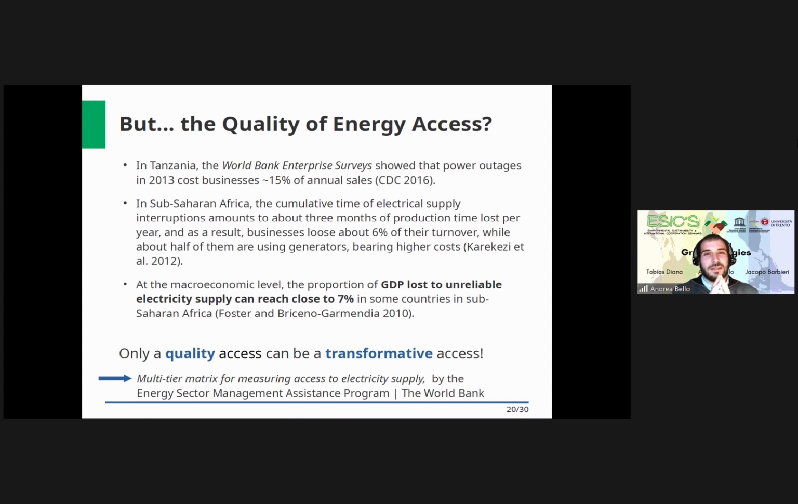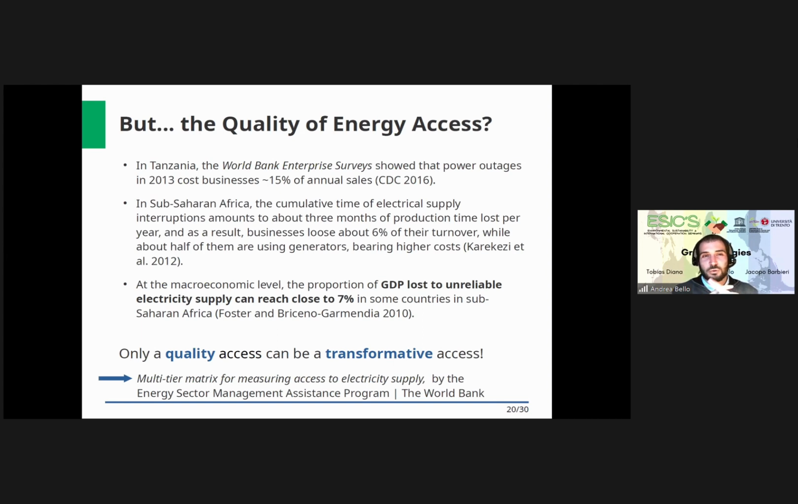The really big problem is that the access itself is not enough. It must be an access of quality. For example, we see here this report from the World Bank, which shows that 15% of the annual sales of small businesses in Tanzania was lost due to power outages. It is really high. Also, other reports point to 7% of the GDP lost to unreliable energy supply in sub-Saharan Africa. So really, for energy access to be transformative, we need quality.